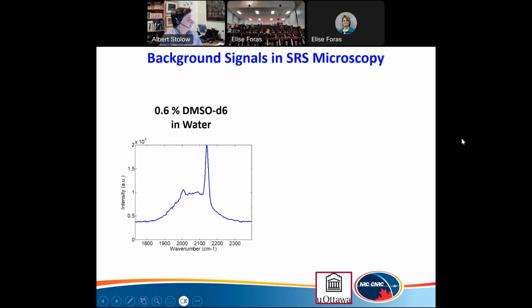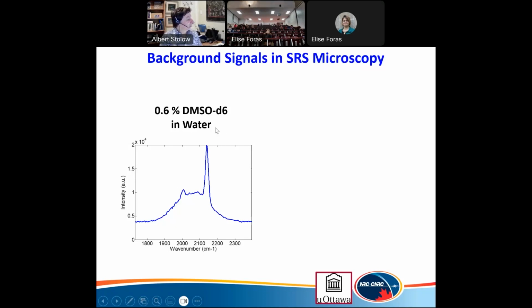Let's go to lower concentration still. Let's reduce the concentration by another factor of 2. And this is using the SRS technique. So you can see that the Raman peaks are there, but there's some kind of background which is growing in as I drop the concentration.